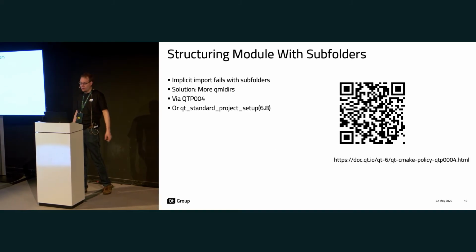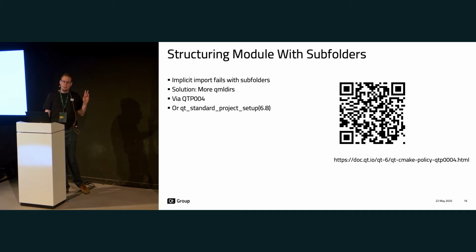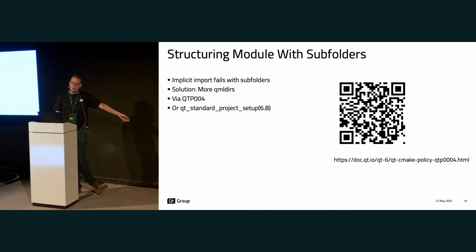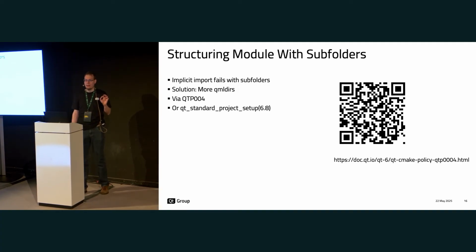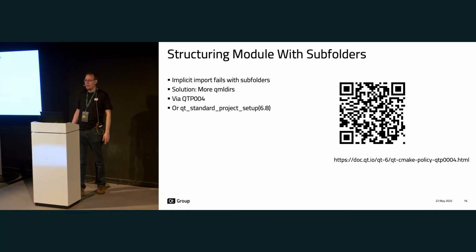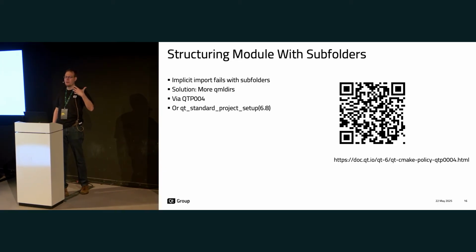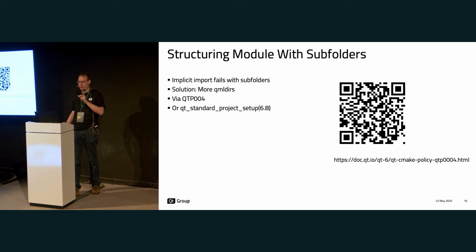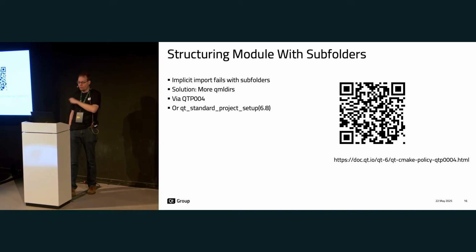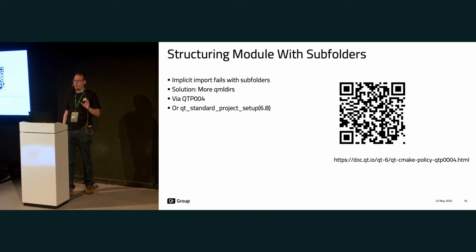So, before, the implicit import failed with subfolders, but we can solve this by using more QML ideas. And because that is painful if you do it manually, you can enable a policy, and we will do it for you. And because you don't want to enable individual policies, because what even does the number mean, you just say requires 6.8, and you can learn more about the policy under that link. Now, this time you really need 6.8.